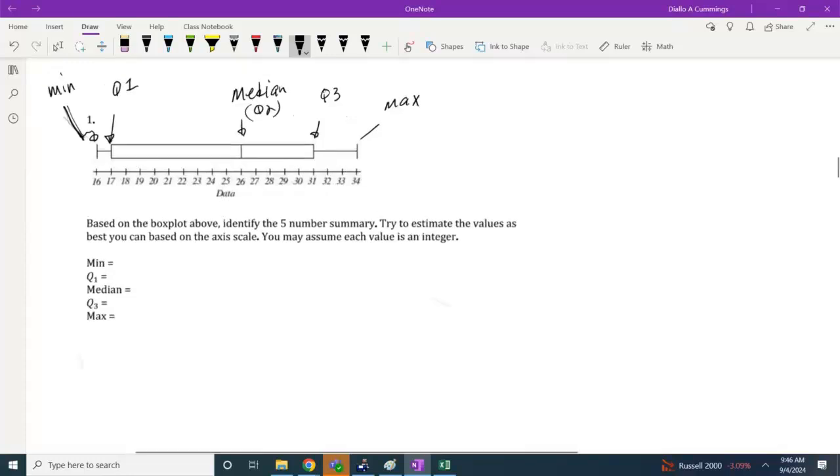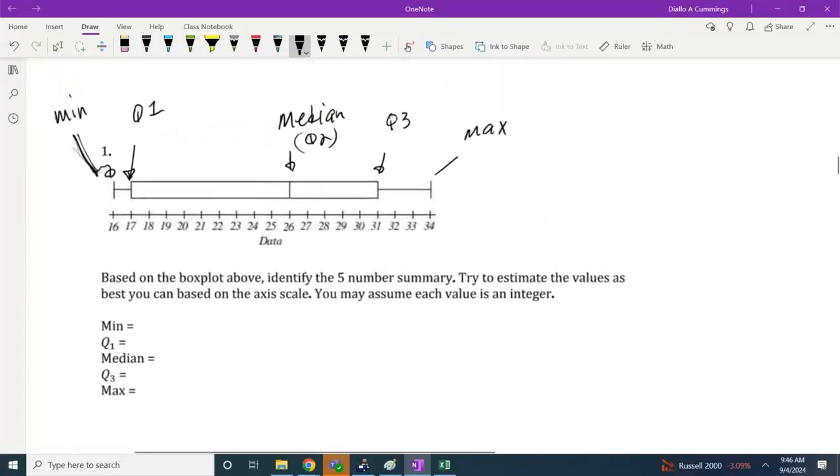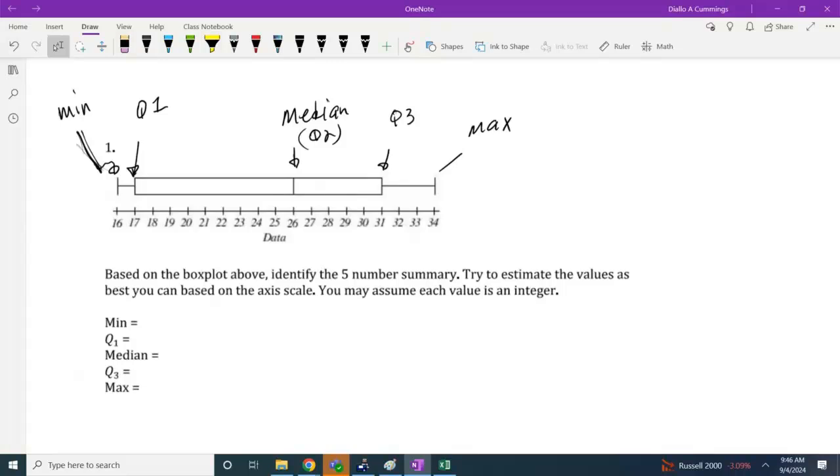All right. Try to blow this up a little bit. So I'm just going to pull out these values from this box plot. So what is our minimum value? That's going to be 16. Q1 is going to be 17. The median, or Q2, is 26. Q3 is 31, and the maximum is 34.